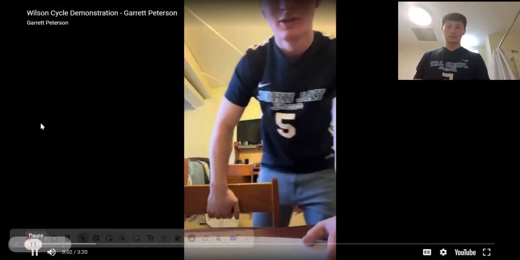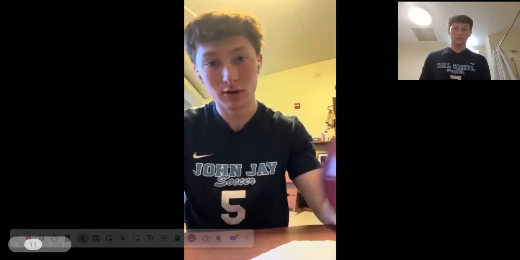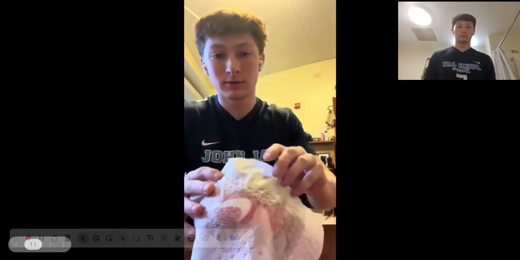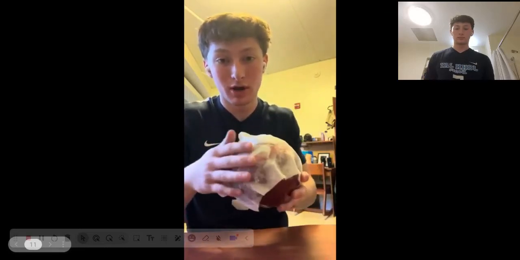Demo time. All right. So now I'm going to demonstrate the Wilson cycle using water, paper towels, and this little soccer ball I got here. The soccer ball represents the Earth, and this paper towel represents the continental crust. Let me just set this up. Bear with me a second. All right. So just do this so it's easy to rip. So look at this. This is the crust. Let's pretend this is like Pangea, a supercontinent.